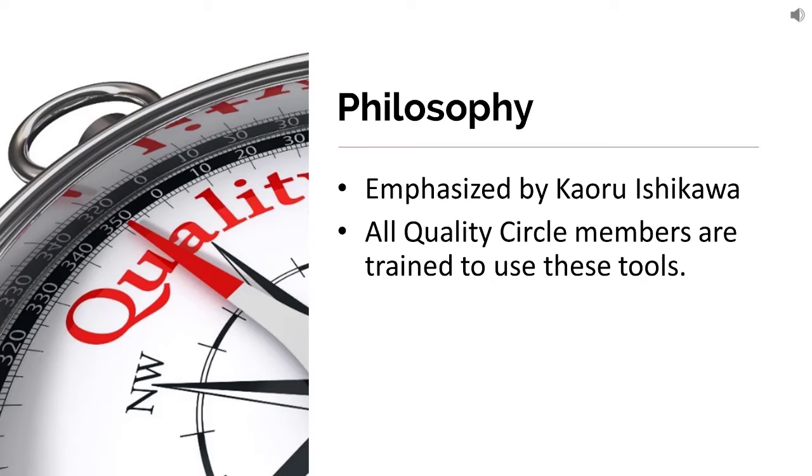These were emphasized by quality guru Ishikawa and all the quality circle members, and quality circle members are the people who work together to work on a particular problem. So a group of 5, 6, 7 workers, people who are working on a machine, people who are working on a process, will meet together and work on a problem. So these people who are part of a quality circle were taught these 7 quality tools to solve their problems, to improve the processes.